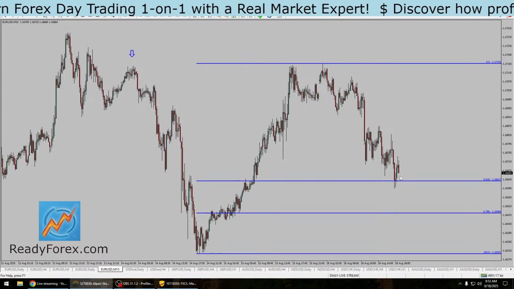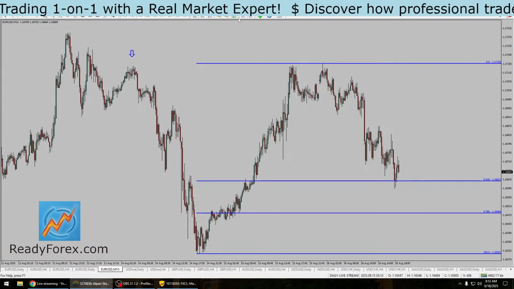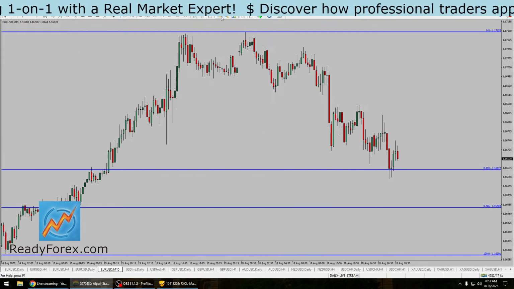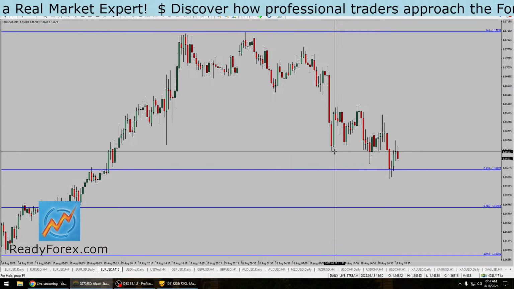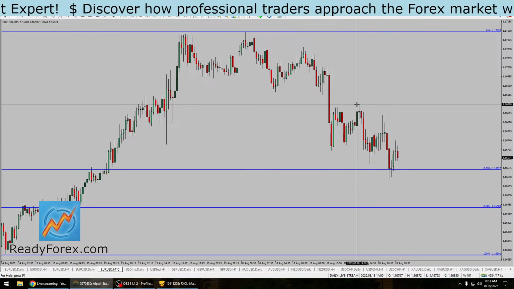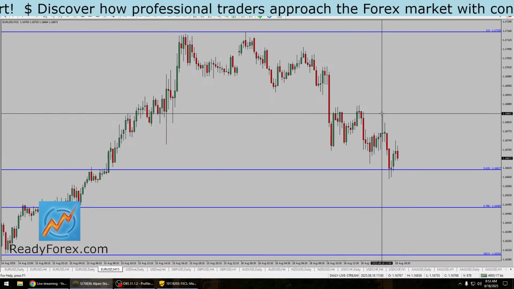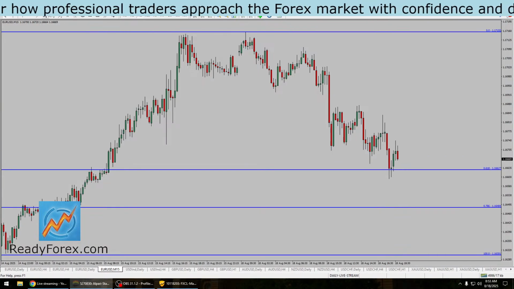Okay, so EURUSD is finding support around the 0.618 level. Now I'm going to draw a resistance level. We got this swing low, then there's the high. Here's a low, another high, another low, and another high over here.